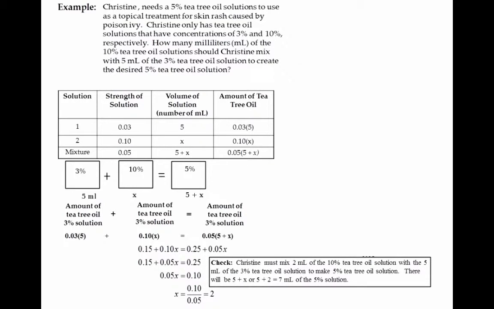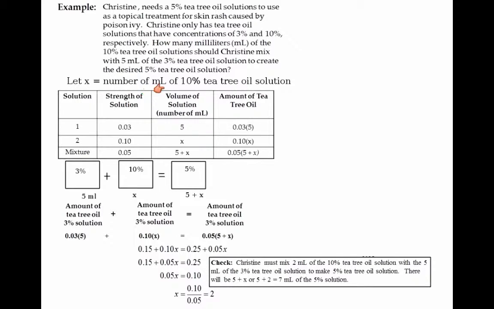You need to set up a chart, or I like to present this problem using these boxes here. I think it's easier. So every time you see a mixture problem, I suggest you use these boxes, or you can use a chart. I'm showing both of them here. Now, in this container we have 3%, 10%, and ultimately we want to get 5% out of this when we mix them together.